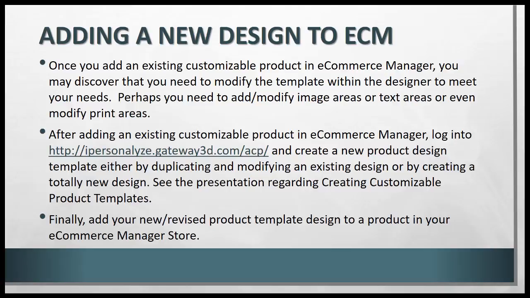After adding an existing customizable product in the eCommerce Manager, log in to iPersonalyze.gateway3d.com/acp/ and create a new product design template, either by duplicating and modifying an existing design or by creating a totally new design. See the presentation regarding creating customizable product templates for more information on that. Finally, add your new revised product template design to a product in your eCommerce Manager store.